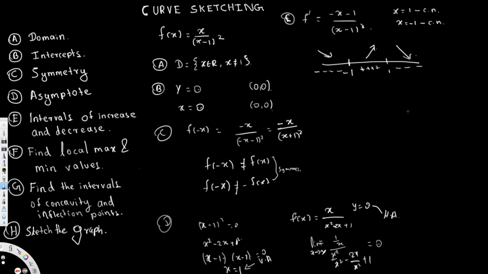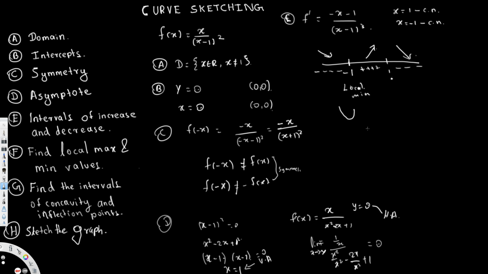Then I have to find the local maximum and local minimum values. Before we find them, we have to look at the asymptotes. We have a vertical asymptote at x is equal to 1. Therefore nothing is going to happen at this point. And if you look at minus 1, it's decreasing and then increasing. Therefore we are going to have a local minimum at this point, because the graph is going to be something like this, right? So this is going to be the local minimum. Then we move to the next one.